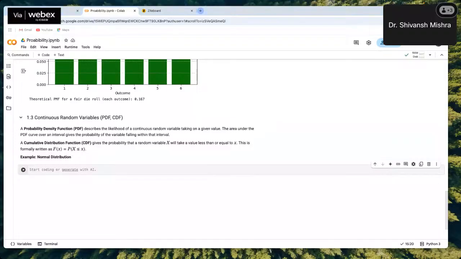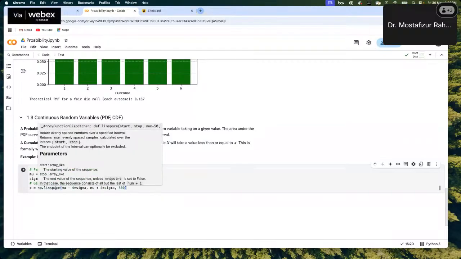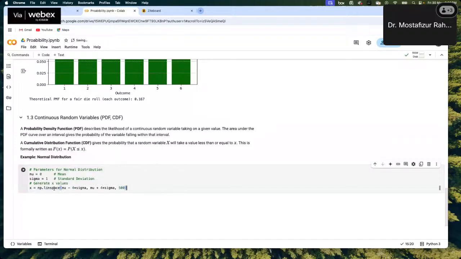So let's first try the normal distribution. Let's take a zero mean with standard deviation 1, and let's generate the x values. So np.linspace is the function to define the x values. So basically it's the functional values.